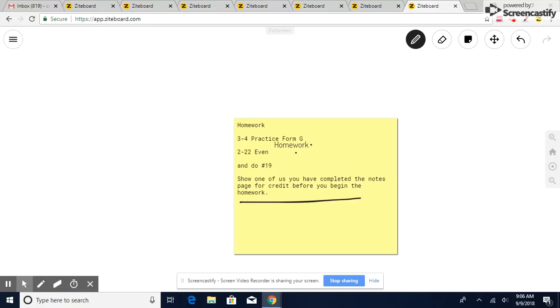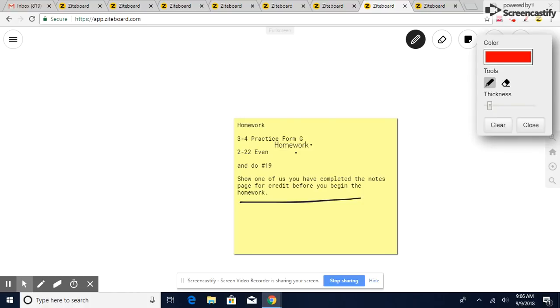And so what you're going to be doing is 2 through 22 even. And then you're going to also do number 19. Okay. But you've got to show one of us, all right, that you've done the notes and the homework. The notes before you do the homework. All right. So you should have 6 of those notes done, 6 of those problems done. Show one of us that you've completed it. And then you can start on your homework, 2 through 22 even. And then you can do number 19.